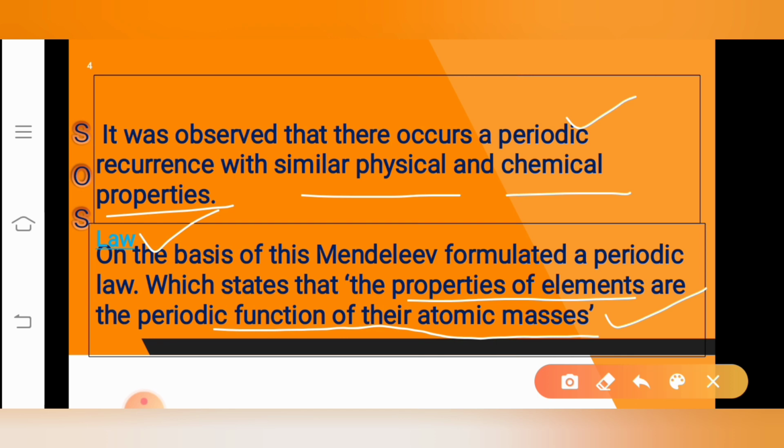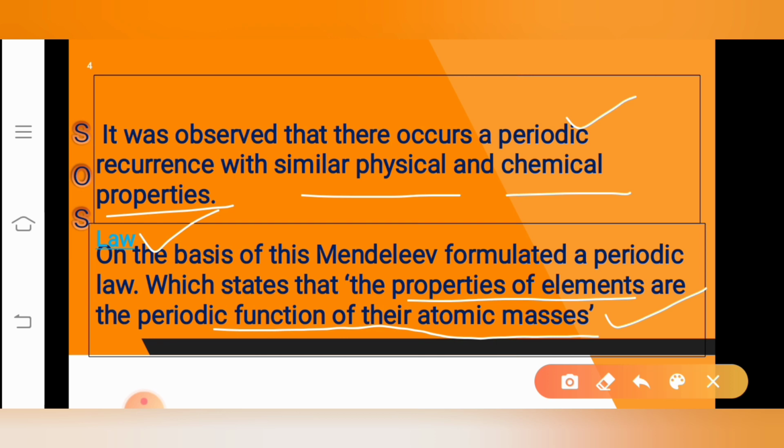Correct? So remember, not the atomic number, because the atomic number was not even discovered at that time. Okay, and based on the atomic masses which were found by Mendeleev, he also found out some of the chemical reactions. How did he find out the chemical reactions? You know that he reacted the elements with both hydrogen, that is the hydrides, and oxygen, the oxides. Correct? I hope you are all clear.